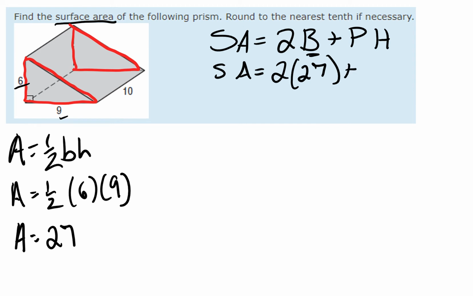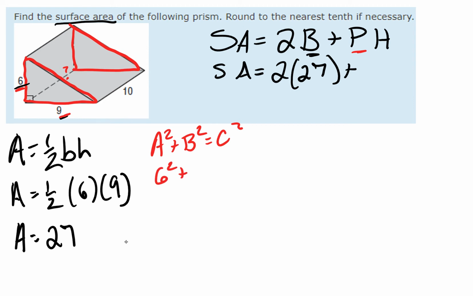We're going to add to that. We need to find the perimeter of the base. Now here's where it gets a little bit tricky, not too bad. We got our 6 here, we have our 9 here. We do not know what the hypotenuse of that right triangle is. So what you might have to do is resort back to the Pythagorean theorem, a squared plus b squared equals c squared, to get that hypotenuse length.